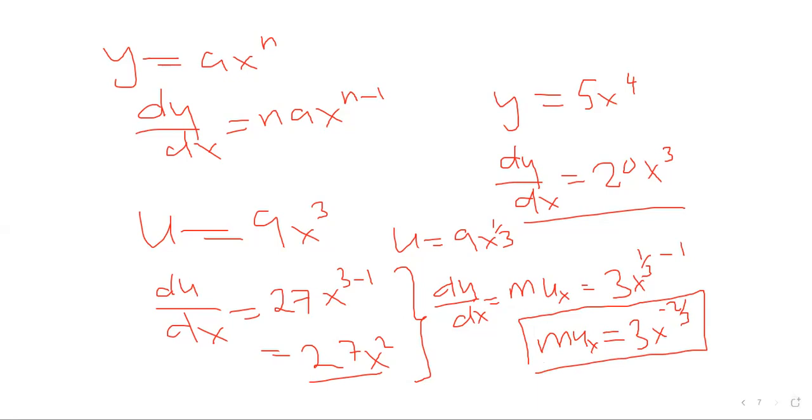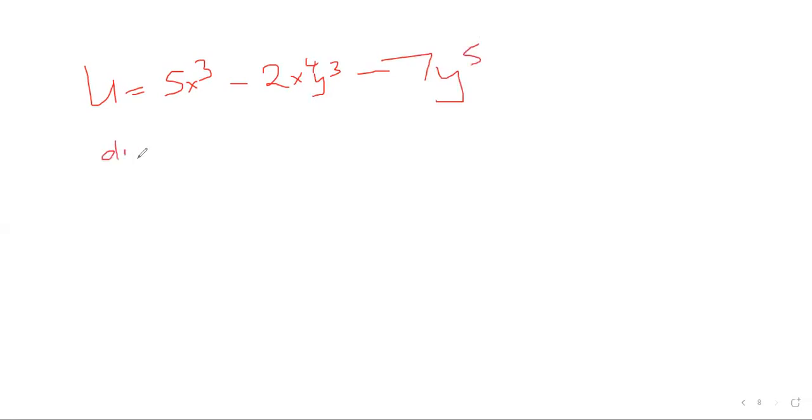Okay, so let's try again to differentiate. U is equal to 5x to the power 3 minus 2x to the power 4 y to the power 3 minus 7y to the power 5. So this is du over dx. We start with one letter. It's called the magnitude of x. Only where there's x, that's where we're differentiating.